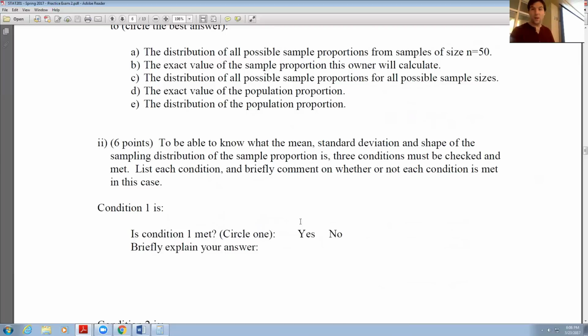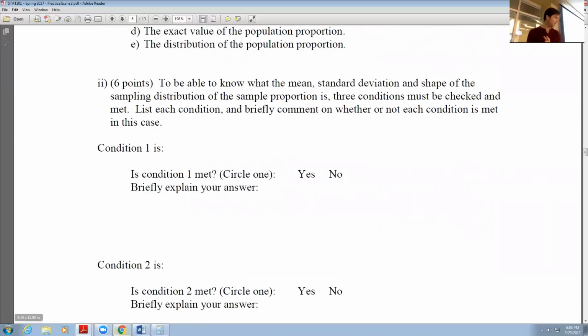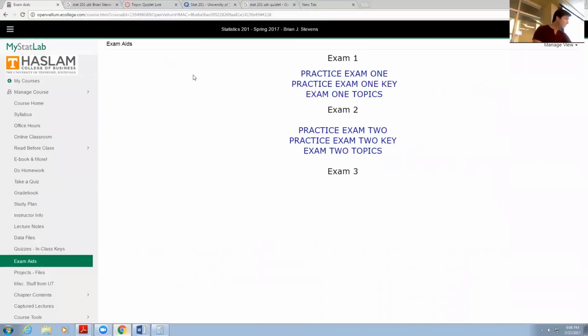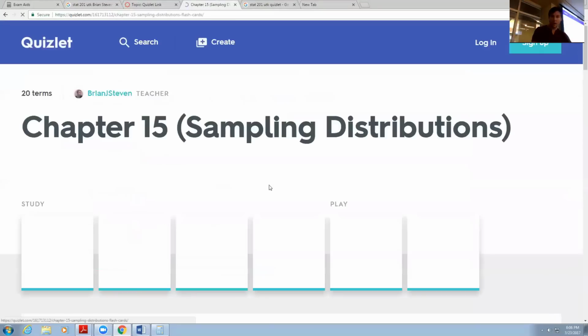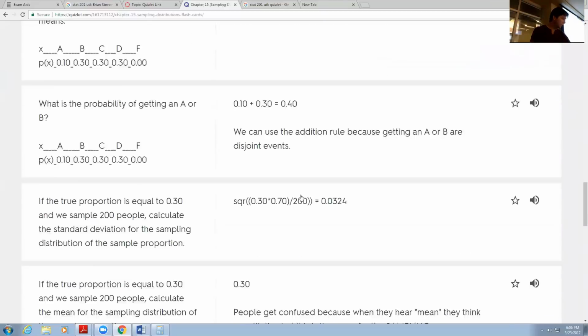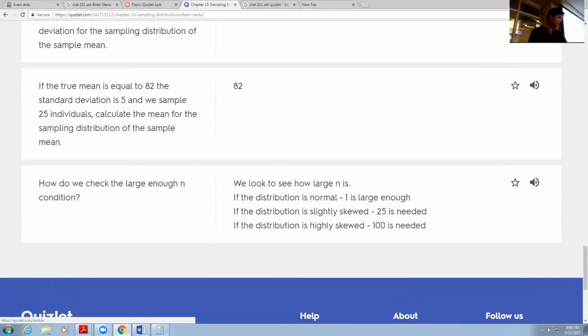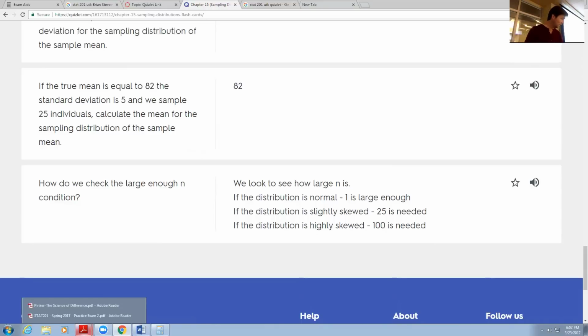If it was a quantitative variable, then depending upon if it said normal, 1 is large enough, skewed 25, heavily skewed 100 for the sample size. And it would be sample size then. Does that make sense? The Quizlet actually shows a really good definition of that. Scroll to that really quickly. And someone could pause on the screen here if they want. This is the large enough condition right here. We look to see how large N is. If the distribution is normal, 1 is large enough, 25. So once again, promoting the Quizlet. Check that out if you want.